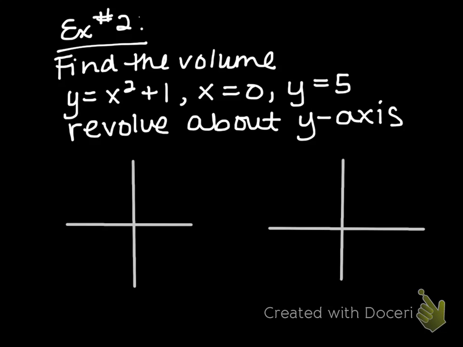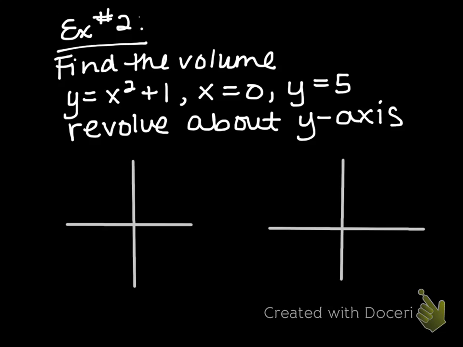Okay, this is video number 2 in the volumes using the disk method series, and we're looking at example 2 where we have the equations y equals x squared plus 1, x equals 0, and y equals 5. We're going to take the area that is bounded by the three of those and revolve it about the y-axis. Okay, so let's go ahead and sketch the area problem first, as we did in the previous video.